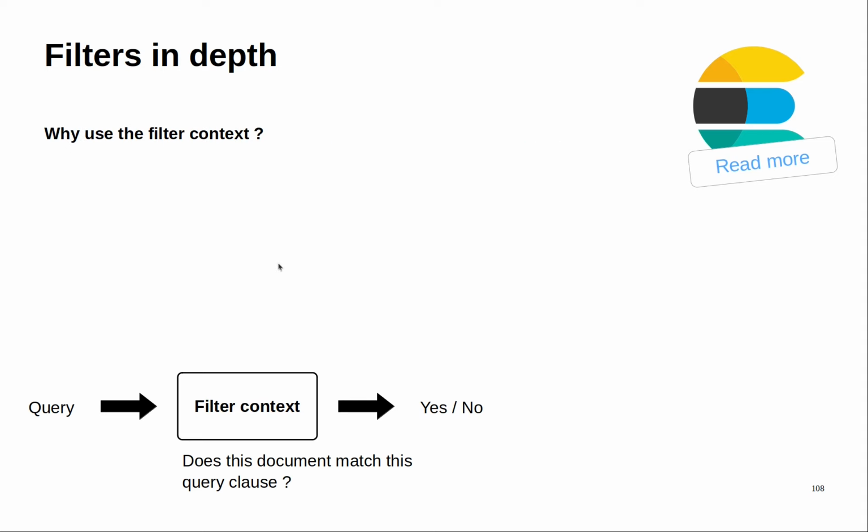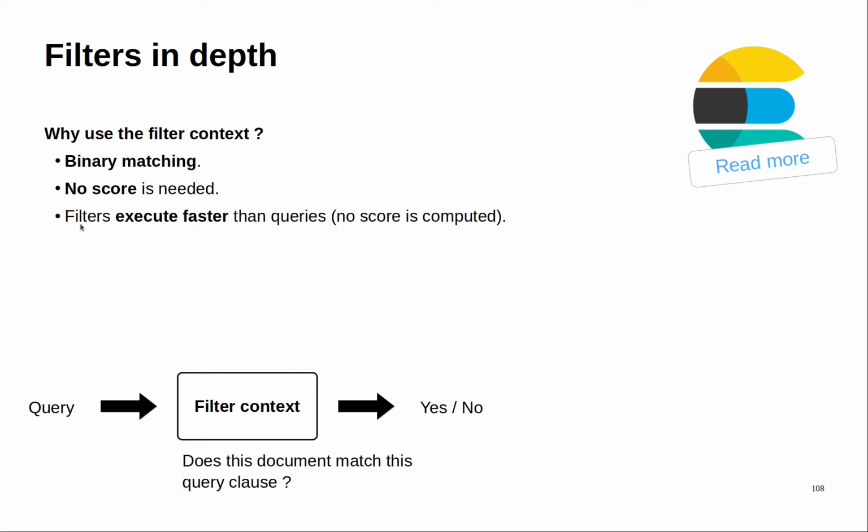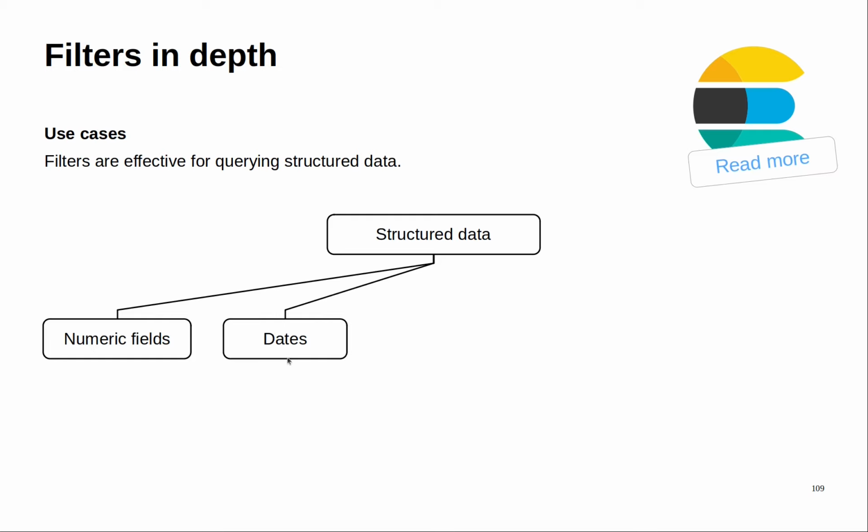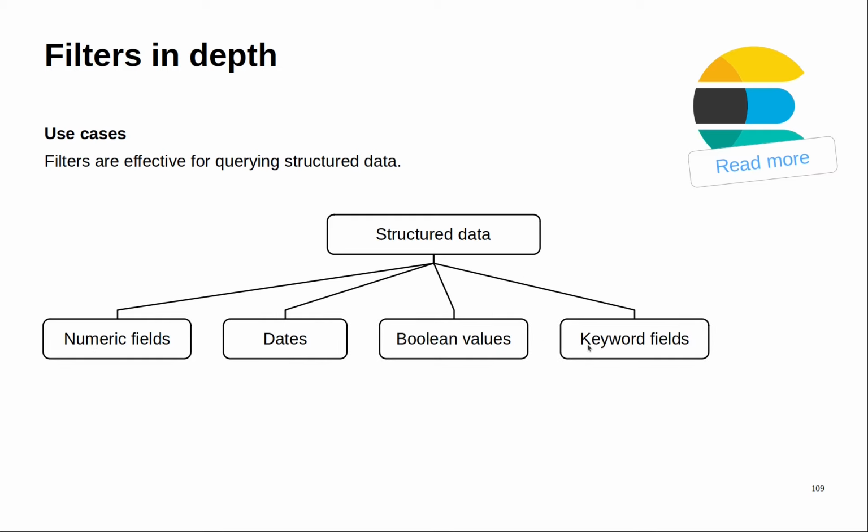You might wonder, why should we use the filter context instead of the query context? You use it because it performs binary matching. There is no need for score calculations. Filters execute faster than queries, and ultimately consume less CPU resources. If you are dealing with structured data, filters are the way to go. Structured data includes numerical fields, dates, Boolean values, or keyword fields. Filters handle these elements exceptionally well. So if you have structured data, please use filters.